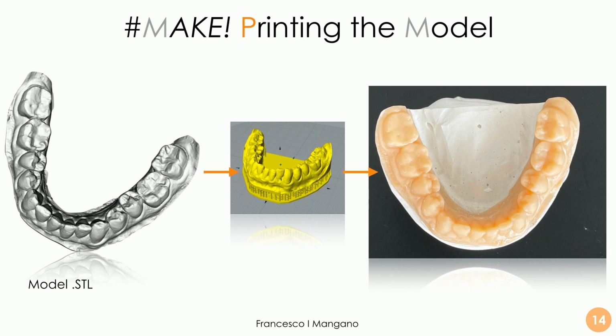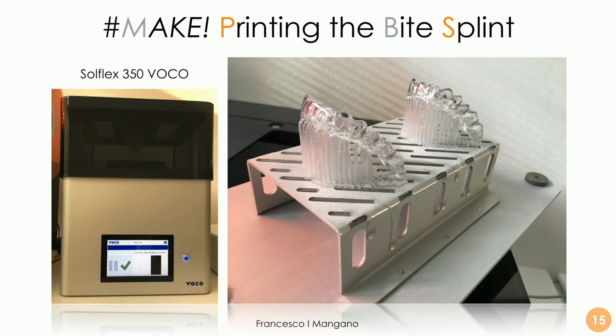The model can be printed in resin with appropriate material, also by Voco, and then you can stabilize the model with a little bit of stone, as we used in the past. And these are the bite splints printed with the Solflex 350 by Voco. The material is really very interesting because it is reliable, it is mechanically resistant, and we can work with a very thin layer. And I think it's the very beginning of a path that will probably bring us to print the aligner in a very reasonable time frame. But at the moment, for the bite splint, it's perfect.